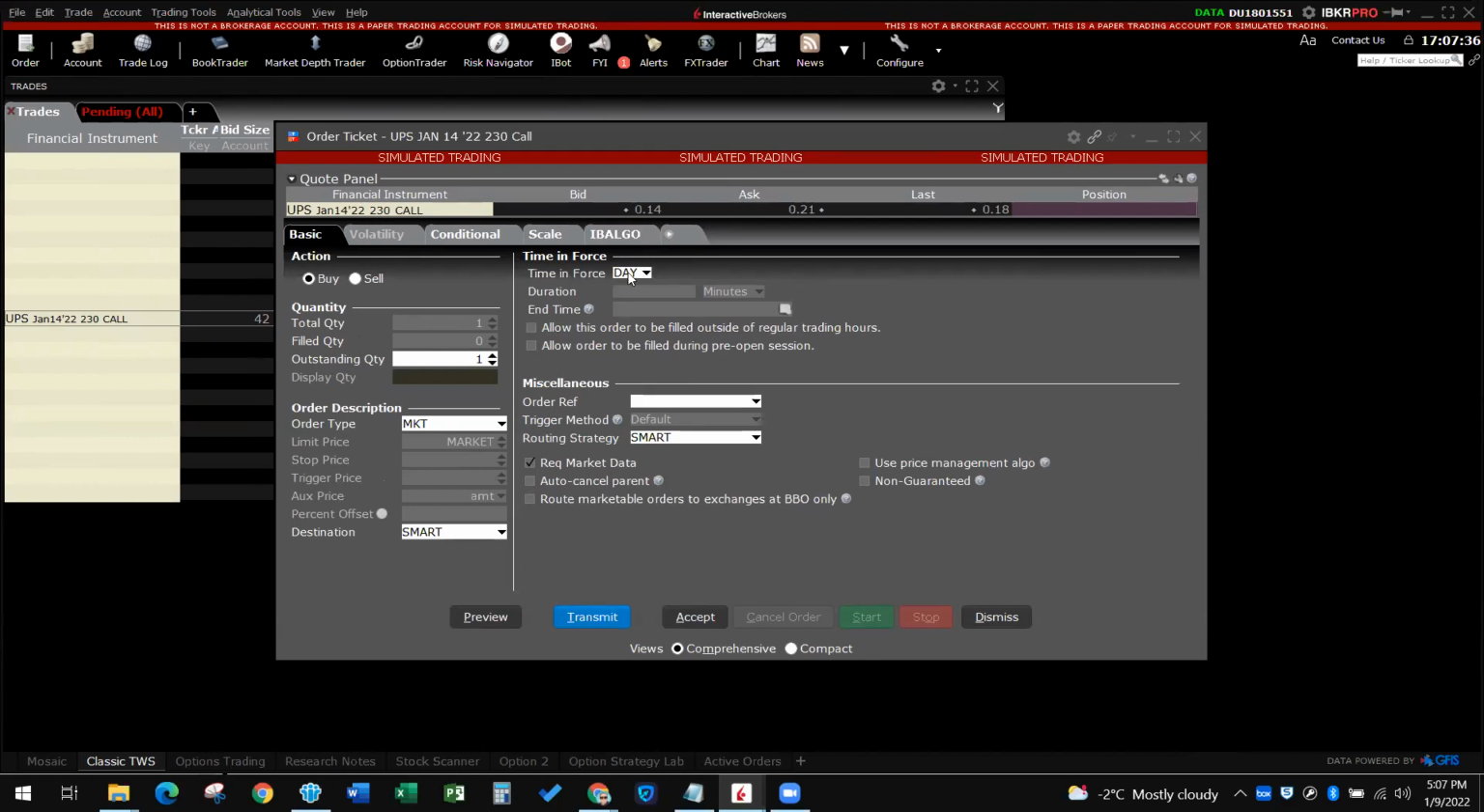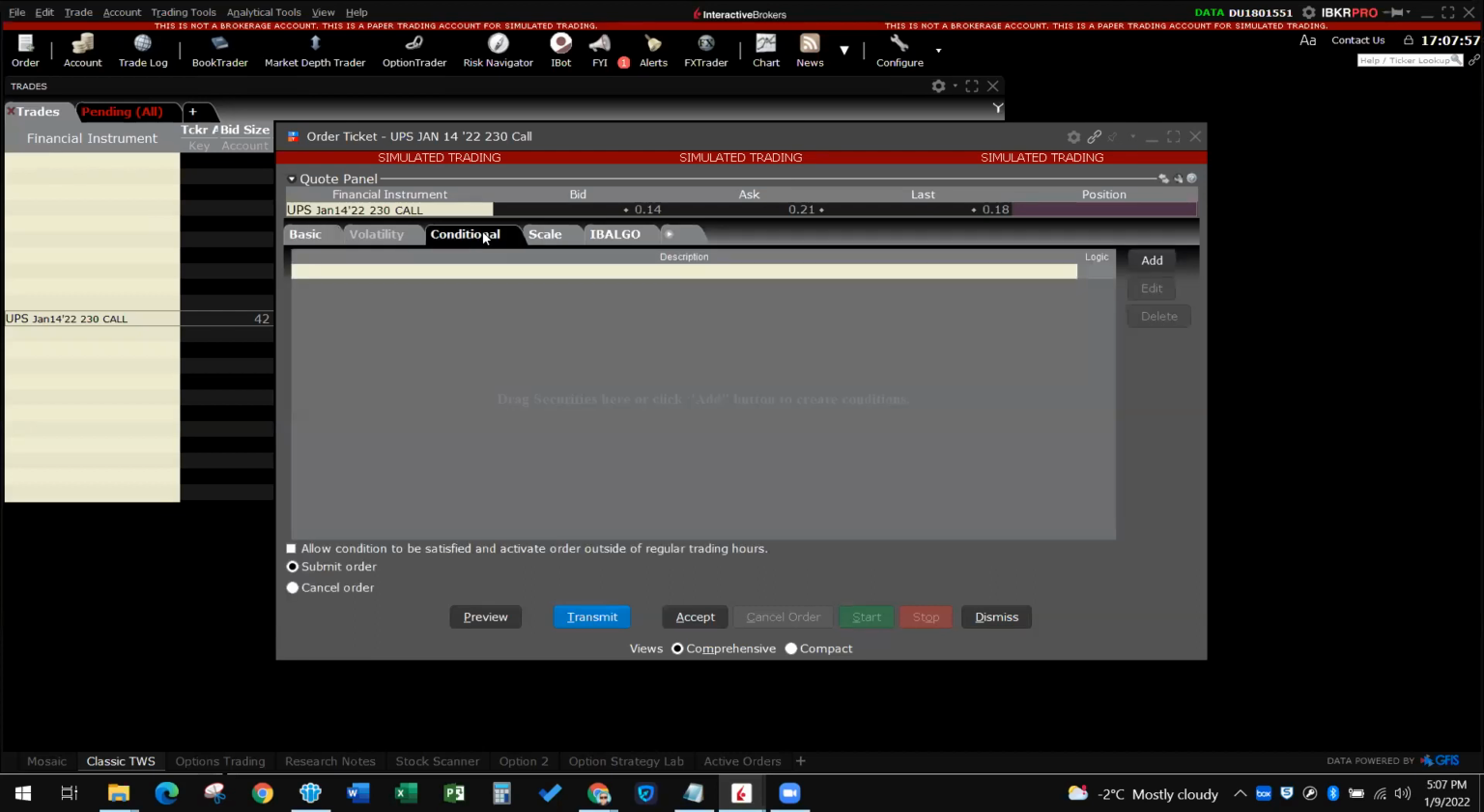For time in force, I can say day, or GTC, or anything I like. For this trade, I'm going to put day here. The quantity of contracts I want to buy, for example, I want to buy 5 contracts. I enter them here. Then I go to the conditional tab.